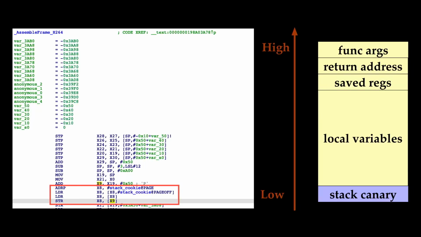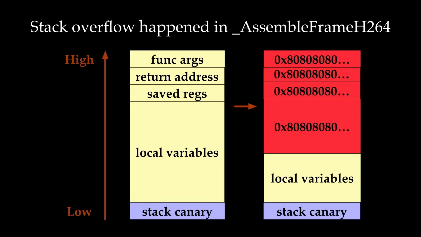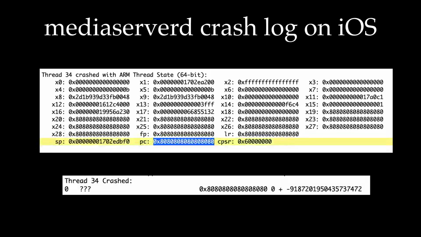Okay, you may find something wrong. The stack canary is placed below local variables. So what would happen if a Stack Overflow happens? It looks like this. After the Stack Overflow happens, nothing is wrong with the stack canary. So you will see like this.